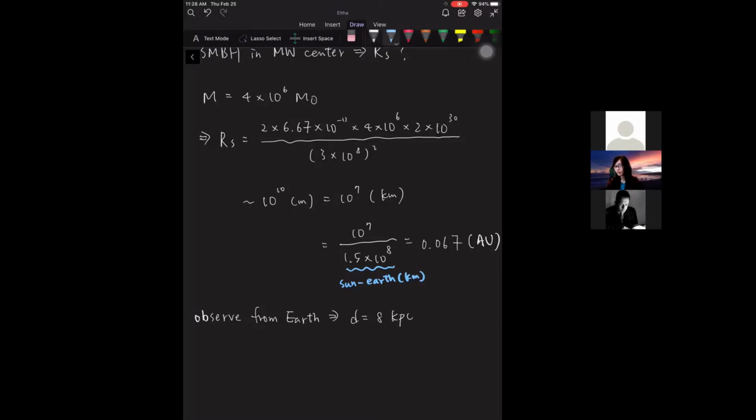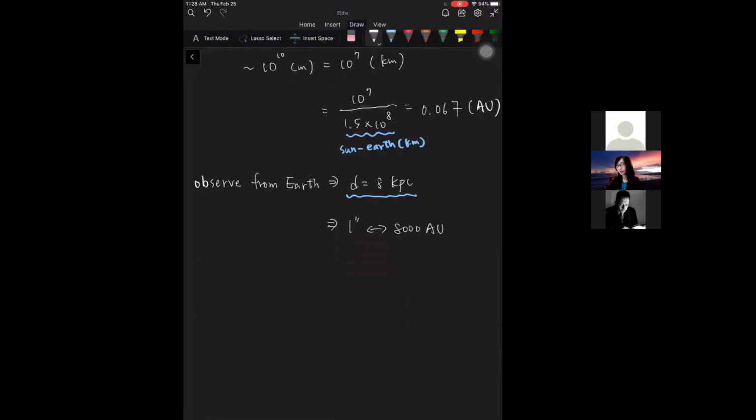And remember, a very useful relation I mentioned a lot is that for any object at a distance of d parsec, 1 arcsecond would correspond to d AU. So since now we're observing from 8 kiloparsec, so that's 8,000 parsec, then we can easily know that 1 arcsecond corresponds to 8,000 AU. Okay, so now we can quickly calculate the resolution required.